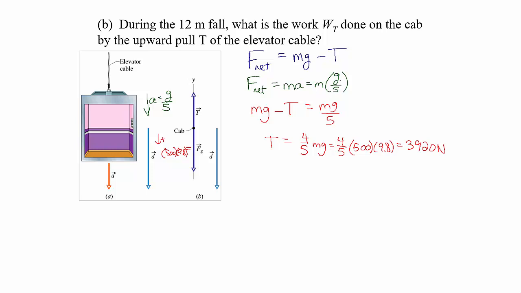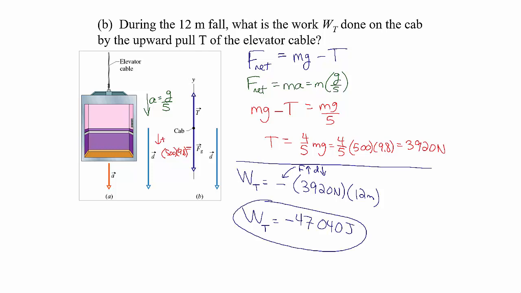So now that we know the tension in the cable, we can figure out what the work done by that tension is. The work done by the tension in the cable is going to be negative, because the force of the cable is upwards, the motion is downwards. It's the force, 3,920 newtons, times the vertical distance of 12 meters. So the work done by the tension in the cable is negative 47,040 joules.